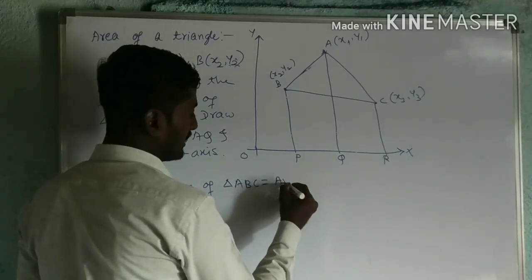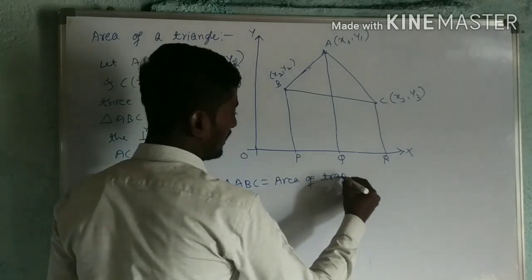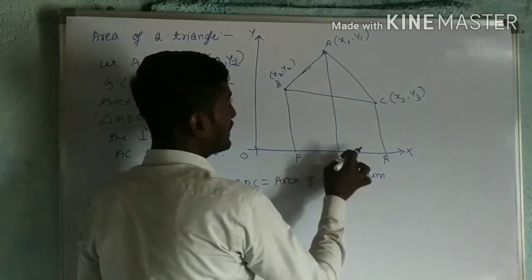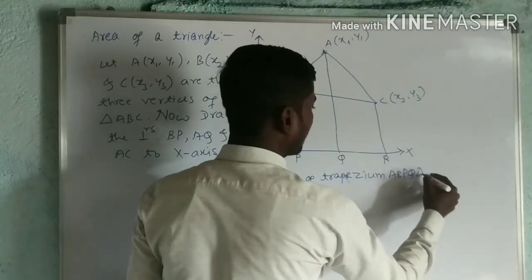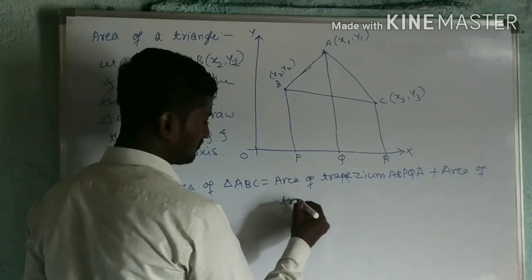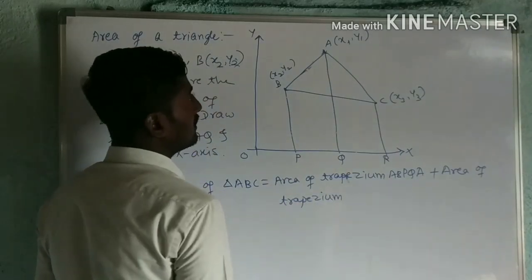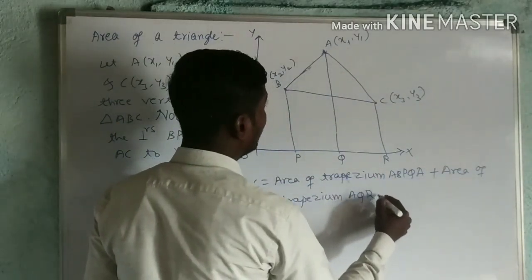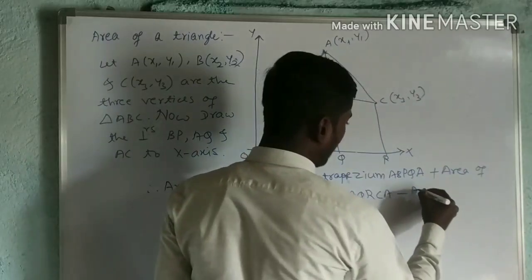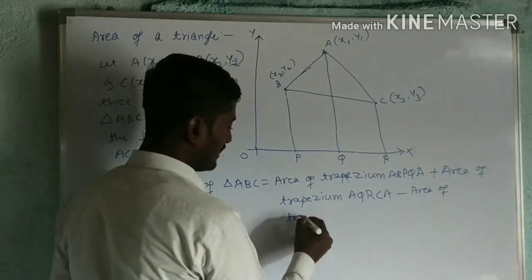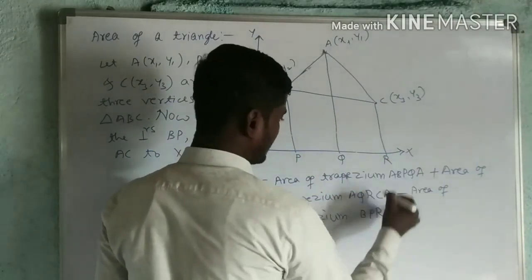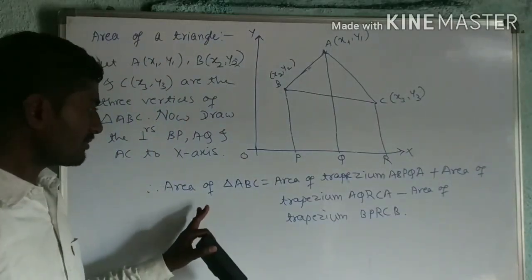Now, area of triangle ABC is equal to area of trapezium ABPQ plus area of trapezium AQRC minus area of trapezium BPRC. Okay, this is the formula for the area of the triangle.